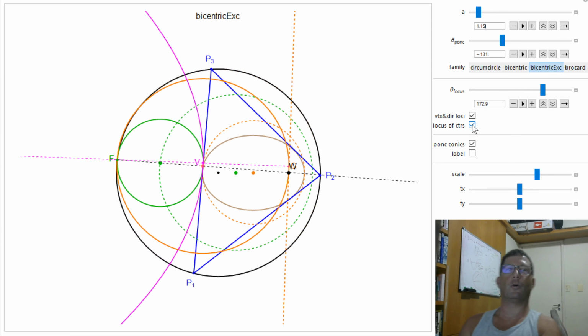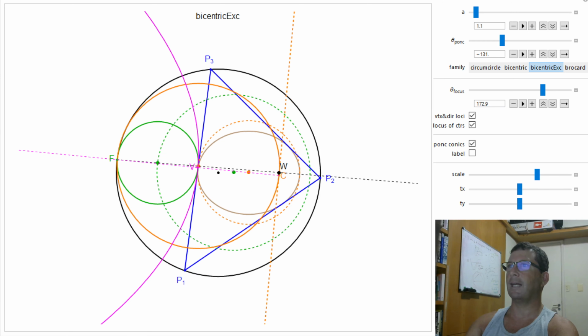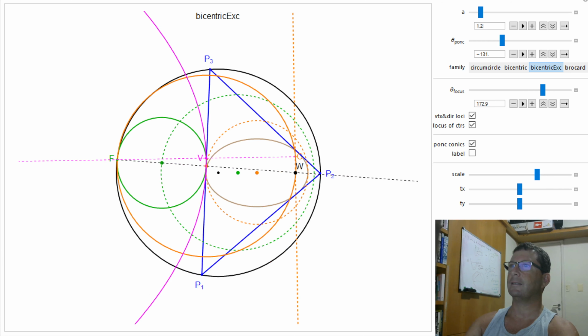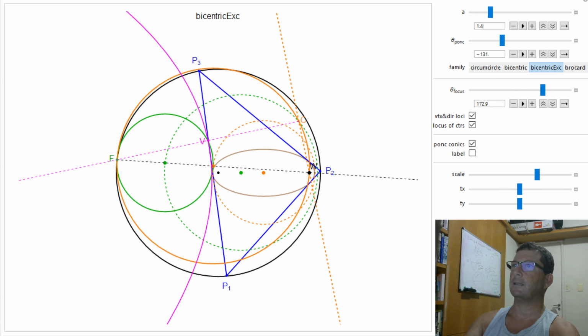So something very cool happens here. Both loci are circles. Okay? And the locus of this center here is a circle, this dashed green circle, centered on the midpoint. Let's see if this is really true. I don't want to claim something is true when it is not. It looks pretty, yeah, it looks true.